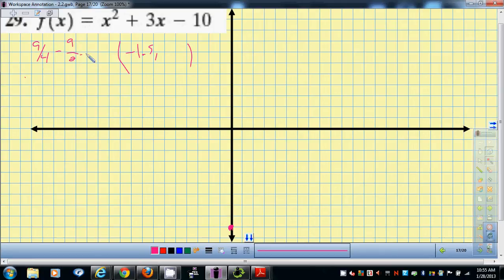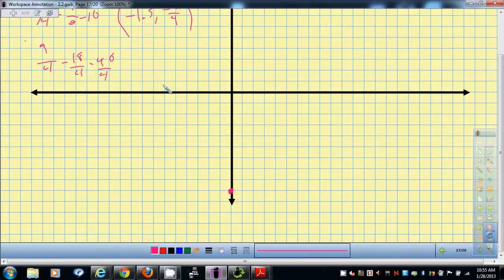9 fourths minus 18 fourths minus 40 fourths. 9 minus 58, negative 49. Negative 49 fourths, which is negative 12 and a fourth. So coming all the way down here in a fourth, that's here-ish. There's your minimum. There's your vertex. Go through your y thingy, make it symmetrical, and there's the graph. Not perfect, but there you go.